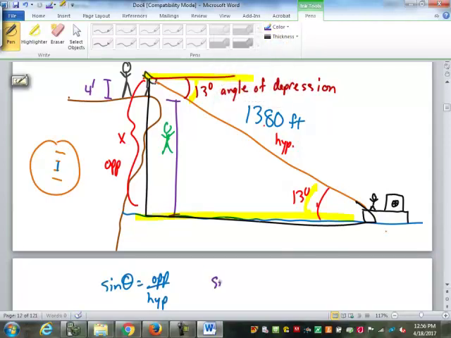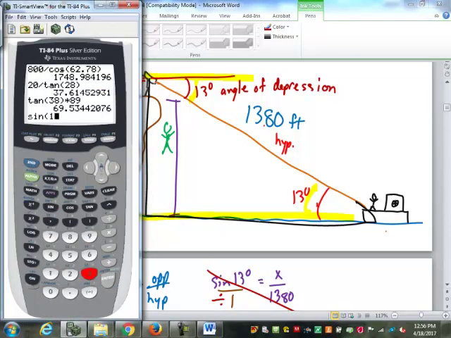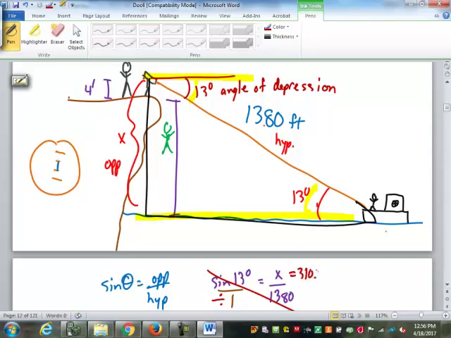So I'm going to plug in what I know. I have my 13 degrees. The opposite side is x. That's what I'm looking for. My hypotenuse is 1,380 feet. We'll put this over 1, and we will cross multiply and divide. So sine of 13 times 1,380. Again, make sure you close that parenthesis after your sine of 13. Dividing by 1 isn't going to change anything, so it's 310.43 feet. But now, we got to subtract 4, you're right. Subtract the 4. So it's really only 306.4 feet.